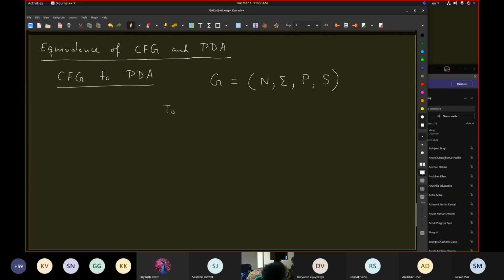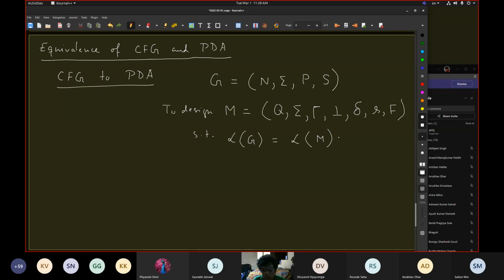To design a PDA M with Q, sigma, gamma, delta, start state, and F, such that the language of G is exactly equal to the language of M. So what I will do is something a little bit funny.